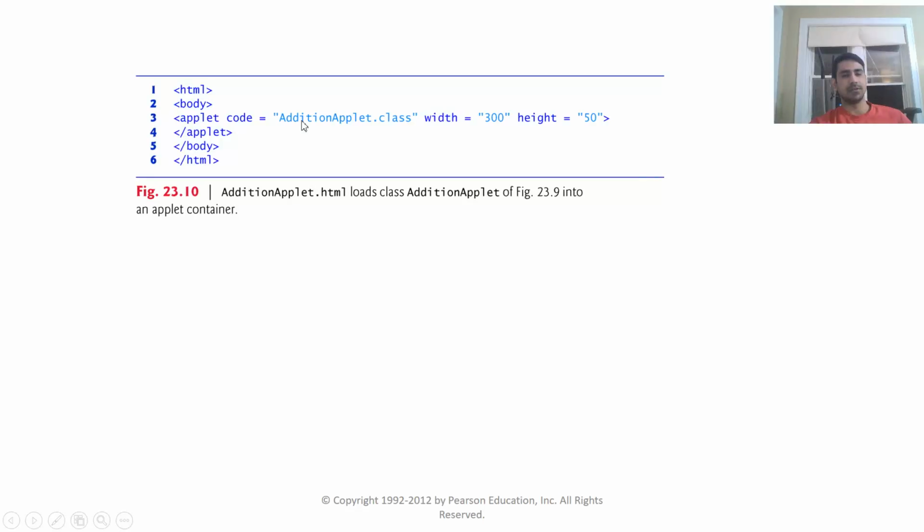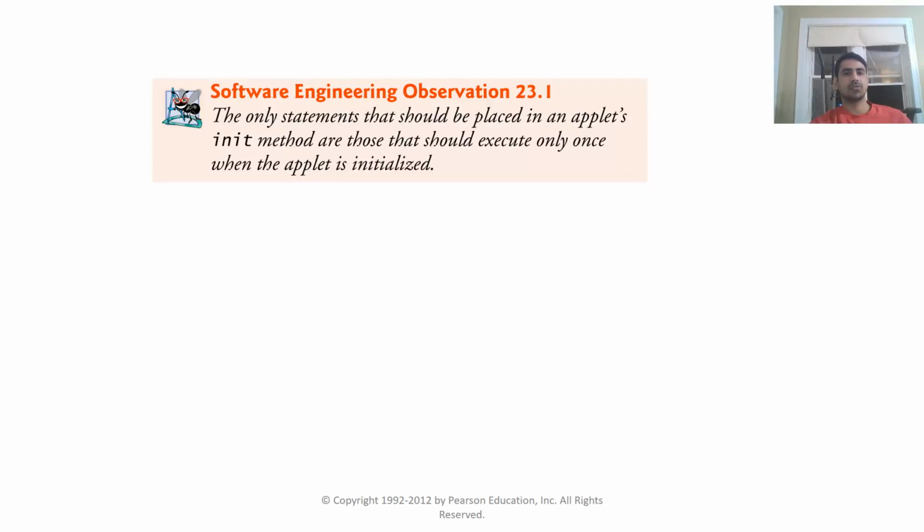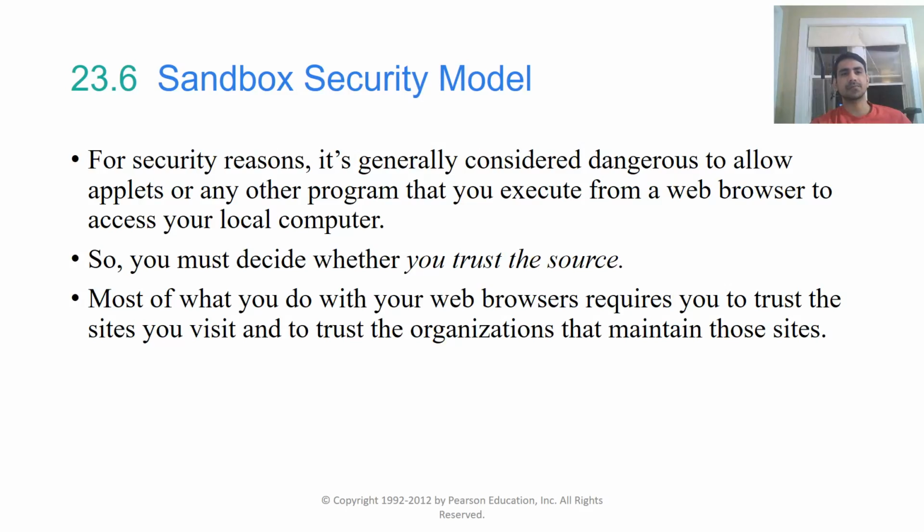Here you can see that, with the help of the applet code tag, we are inserting AdditionApplet.class. This is a software engineering observation tip: the only statements that should be placed in an applet init method are those that should execute only when the applet is initialized. Whenever the applet is initialized, the things to be done are placed in the init method.